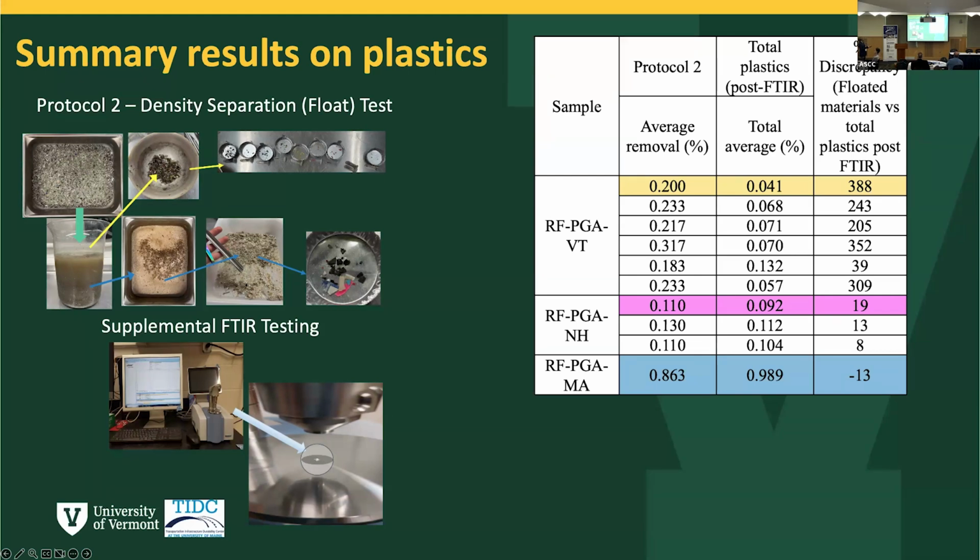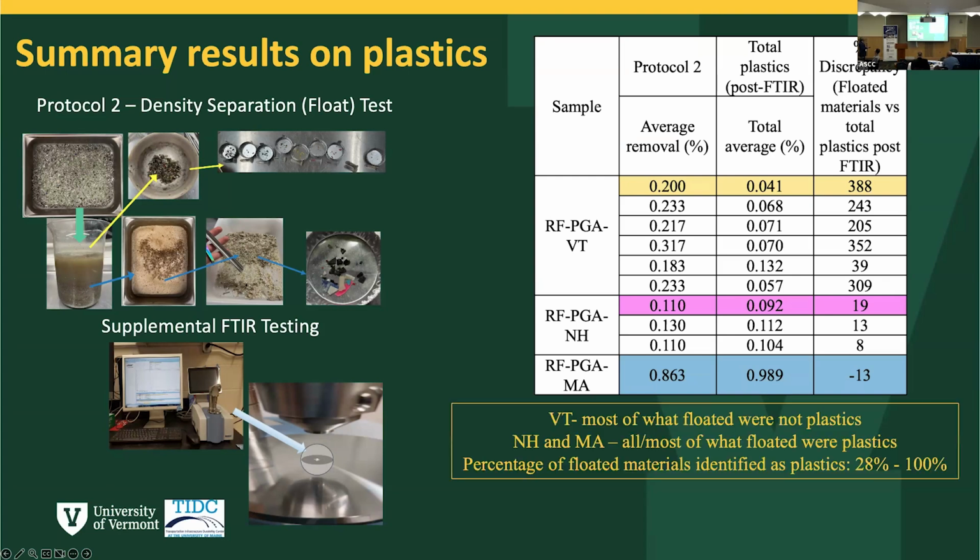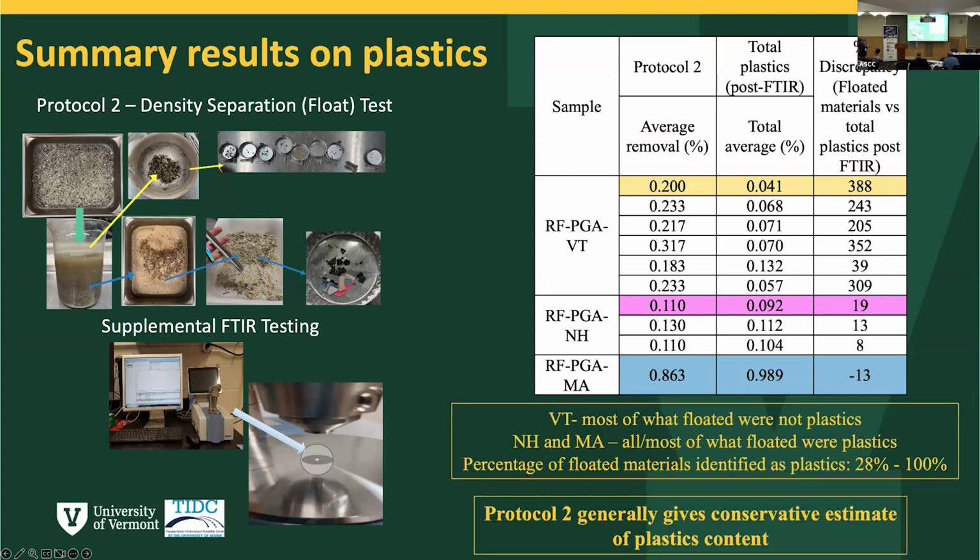New Hampshire, the numbers were pretty close, whereas in Massachusetts, there was actually more plastic in the PGA because some of it did not float. But in general, it looks like it's conservative to assume whatever floated is all plastic, if one doesn't want to do all this type of detailed analysis. So I think I already talked about it. In general, protocol 2 gives a conservative estimate of plastics content.